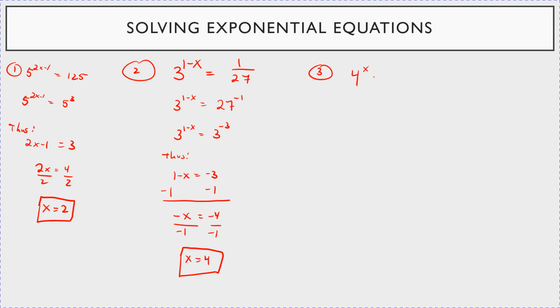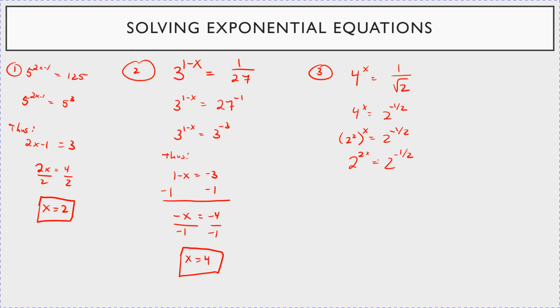Let's look at 4 to the x is equal to 1 over the square root of 2. All right, so again, you're going to bring this up as 2 to the negative 1/2 power. Like that. And then it's like, well, the bases aren't the same, but you have to ask yourself, what is 4? 4 is 2 squared. Power to a power, you multiply. So this is 2 raised to the 2x is equal to 2 to the minus 1/2.